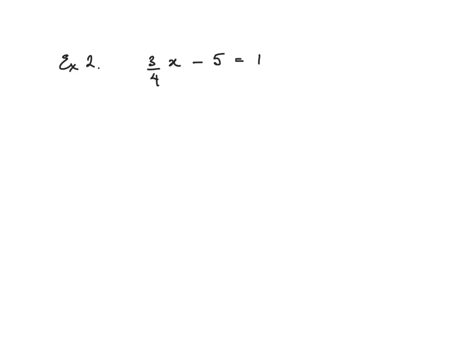Here's a second example. We ask ourselves the same question. What do we have to do to get rid of the dividing quantity? Well, the opposite of divide is multiply. And if we want to get rid of a dividing 4, we have to multiply by 4. Now, the next question is, what do we multiply by 4? Well, I'm going to multiply this by 4. That means that the whole of the first term is being multiplied by 4. I'm going to multiply this by 4, and I'm going to multiply this by 4 as well.